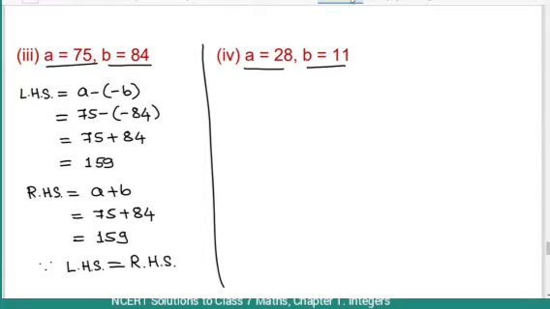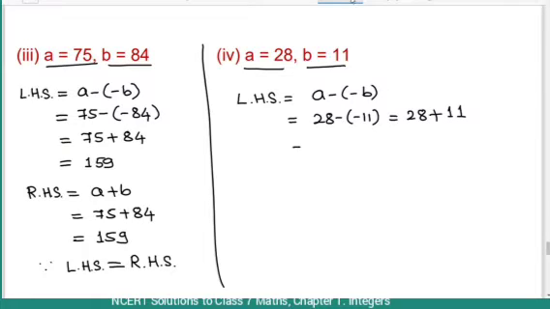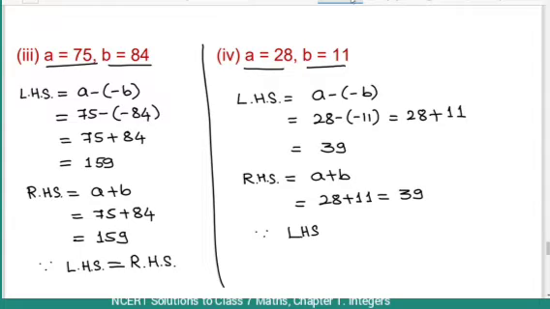Fourth one, a value 28, b value 11. LHS is equal to a minus of minus b, 28 minus minus 11. Minus into minus becomes plus, that is 28 plus 11 is 39. And RHS is equal to a plus b. A plus b is nothing but 28 plus 11, that is 39. Here also LHS value is equal to RHS, therefore it is proved.